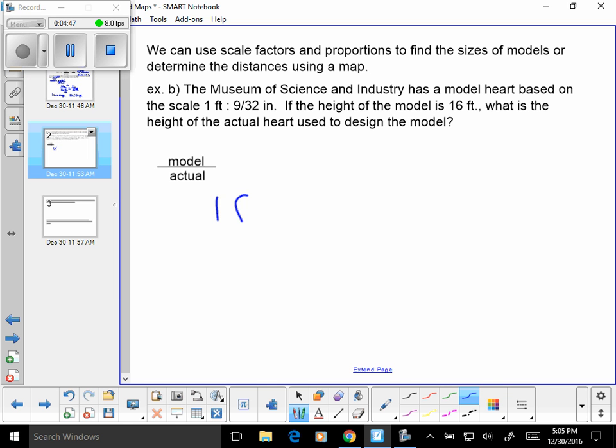Now I'm going to write it. 1 foot over 9/32 of an inch. Now, model is 1 foot. The model here is 16 feet high, so that has to be in a top position. If you're working with proportions, both of the model measurements have to be in the numerator position if we start working with a scale. And then the actual has to be in the denominator position.